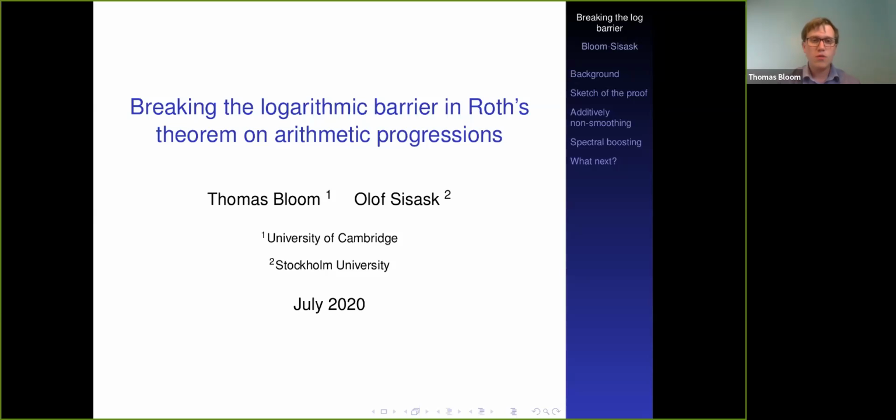So the talk is called Breaking the Logarithmic Barrier in Roth's Theorem and Arithmetic Progressions. This talk, the paper, and everything I say today is joint work with Olof Sisask at Stockholm University. The paper containing the proof and the result that I'm going to talk about today is already on the arXiv. It appeared there on Wednesday morning. The paper has the same title, if you'd like to go and investigate further.